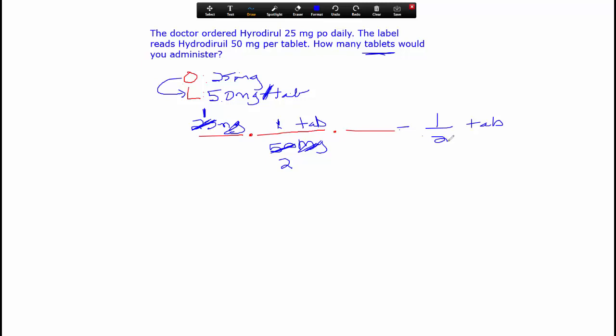And of course, in your program, you need to divide. So 1 divided by 2 is 0.5. If I was to go and work that out. So your answer's 0.5 tablets. Don't forget to put that 0 out front.